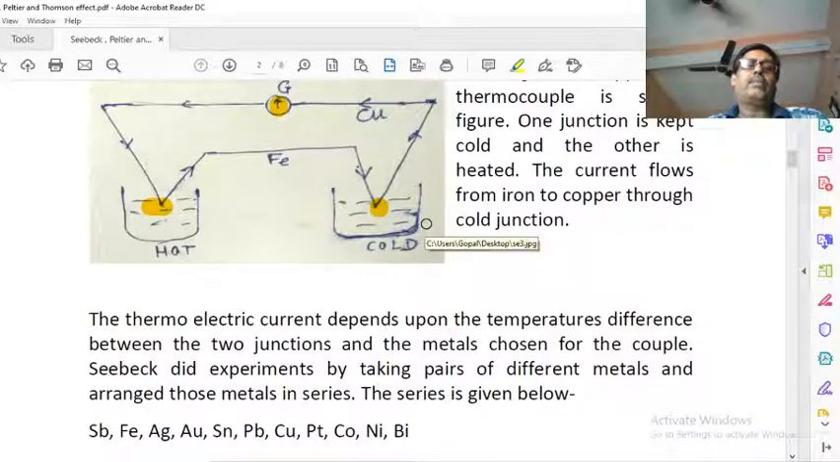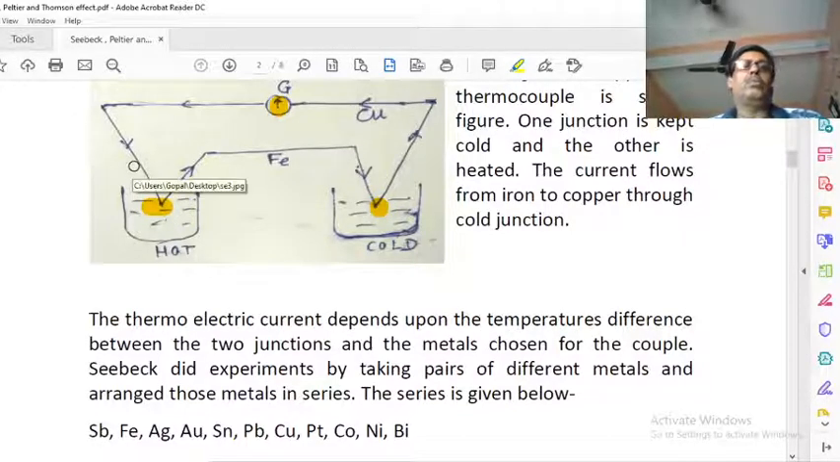Now we will talk about the direction of current. What would be the direction of current? Current will either flow from Fe to Cu through cold or Fe to Cu through hot. So there must be a rule.